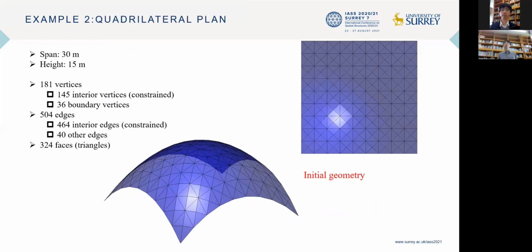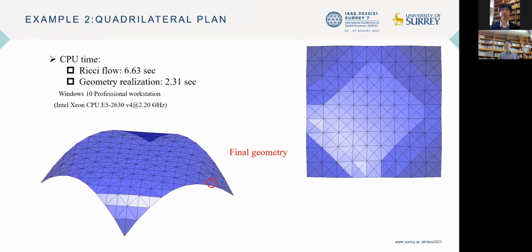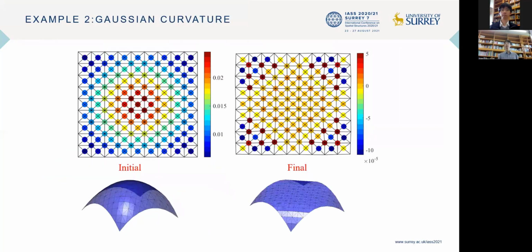And here shows the second example. The span of the initial geometry is 30 meters and the height is 50 meters. And finally, we have the geometry as shown here. And this is the distribution of Gaussian curvature. And again, the Gaussian curvature inside is almost zero, so the structure is developable.